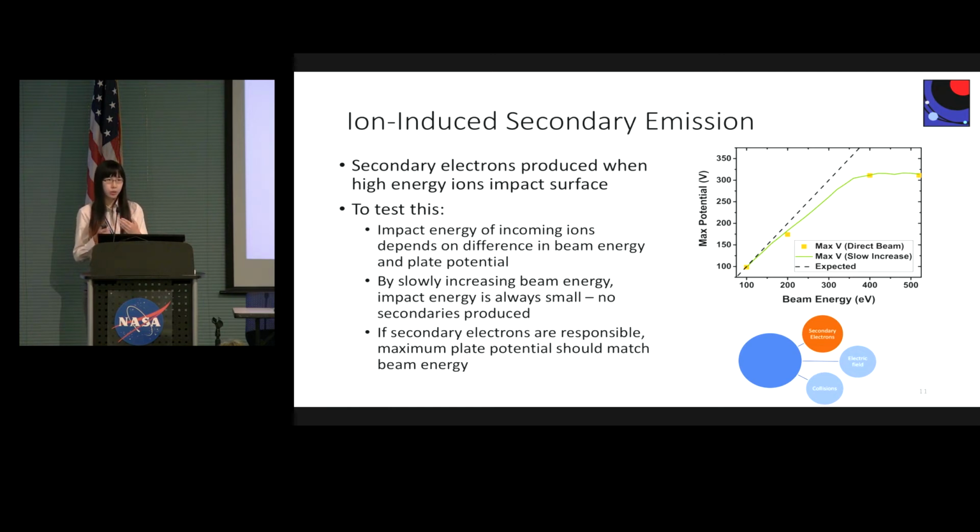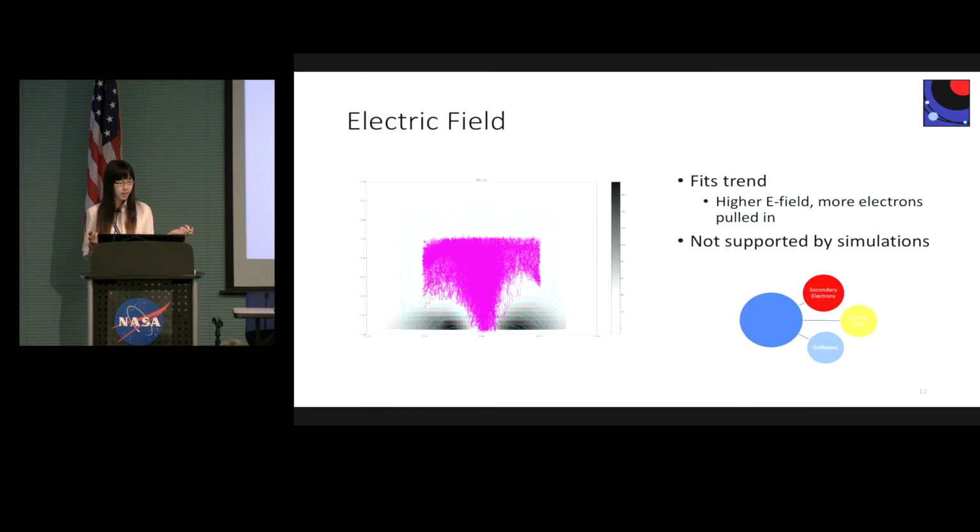We slowly increased the beam energy so that the plate always follows what the incoming beam energy is. And yet we still find that the trend just falls off at high beam energies. So we've managed to eliminate secondary electrons as the cause of lowering the potential in this forbidden region. I've made the bubble red to say no to secondary electrons. Let's move on to the electric field as a candidate.